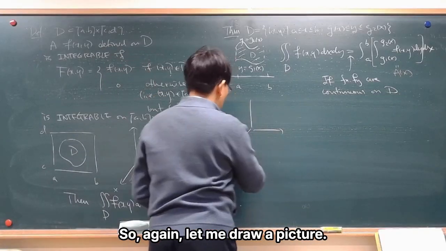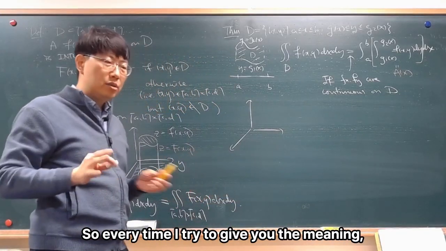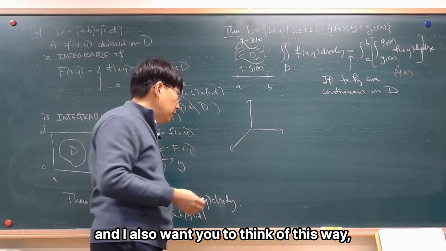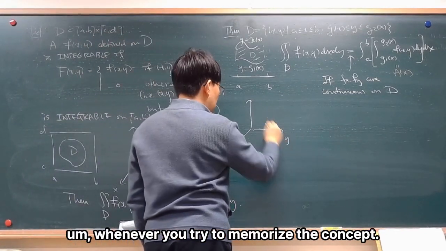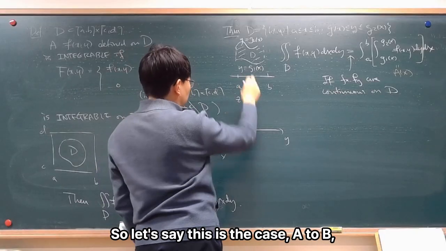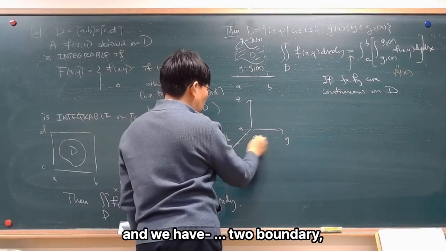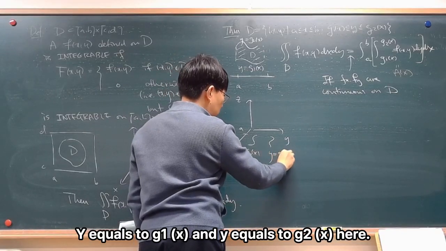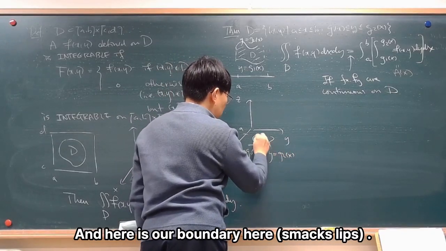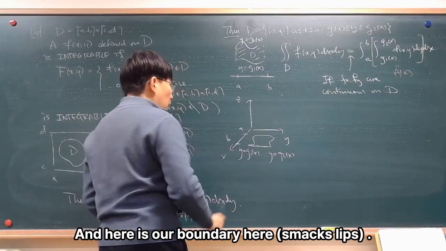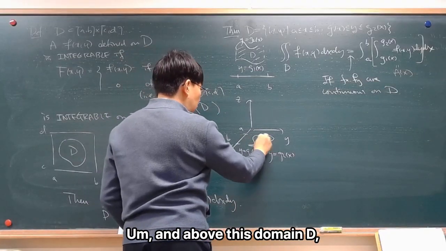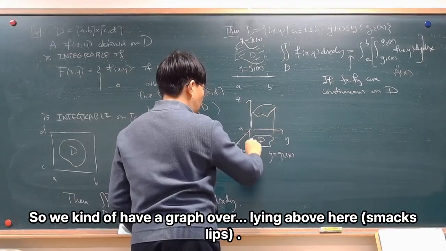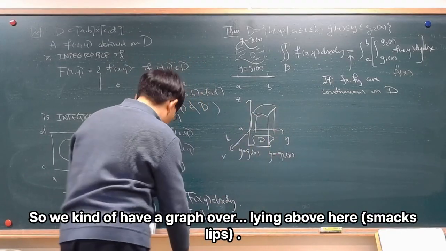Again, let me draw a picture. Every time I try to give you the meaning, I'm drawing a picture, and I also want you to think this way whenever you try to memorize the concept. So let's say this is the case, a to b, and we have two boundaries, y equals g1(x) and y equals g2(x) here. And here is our boundary. Above this domain D, we have the graph of a function.